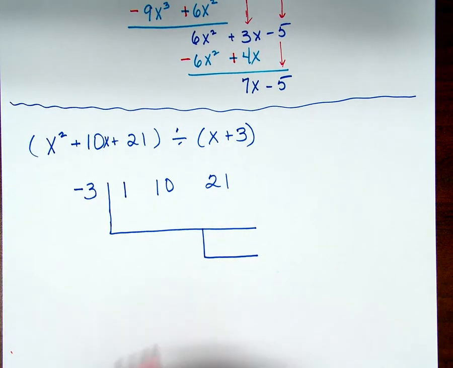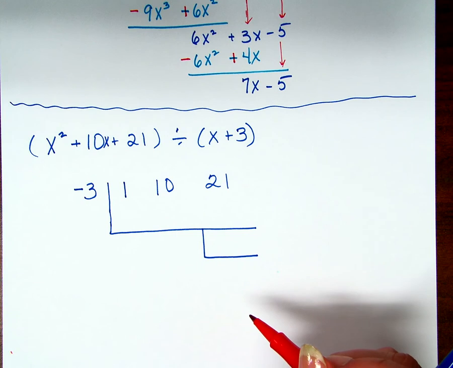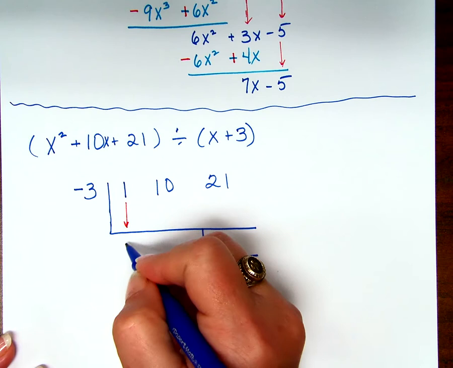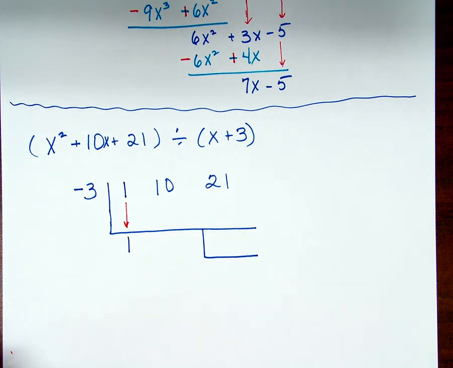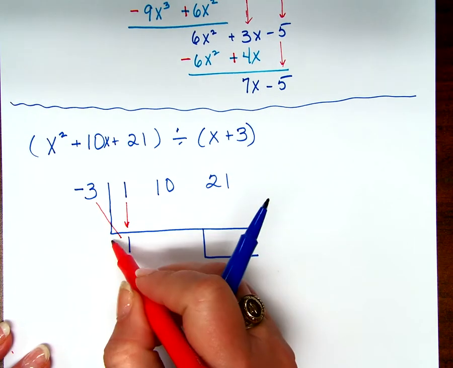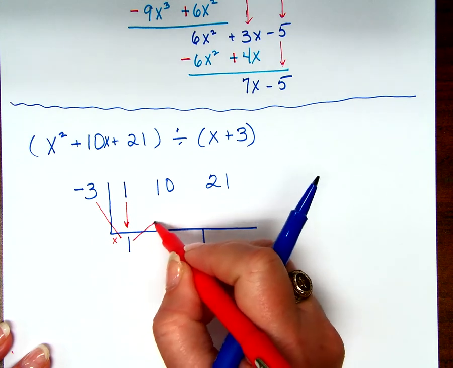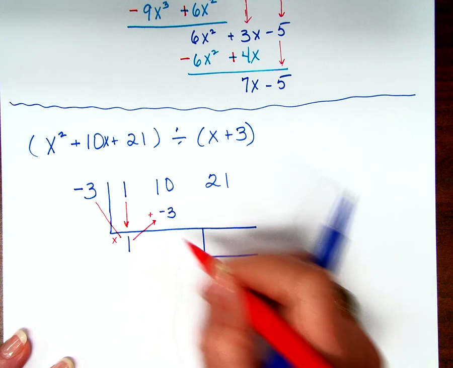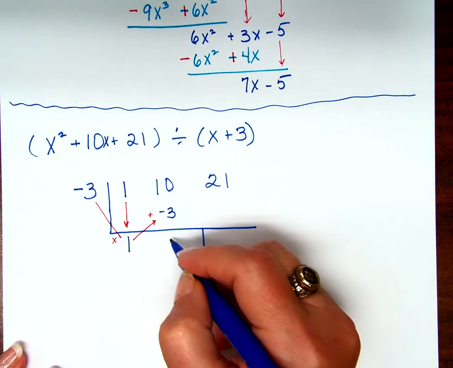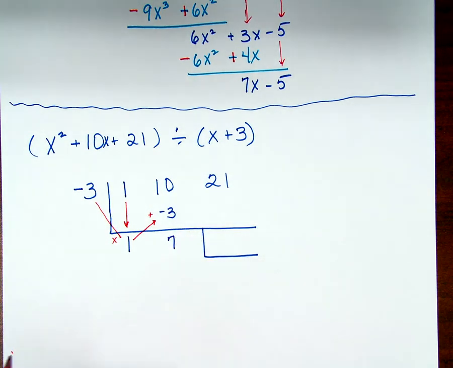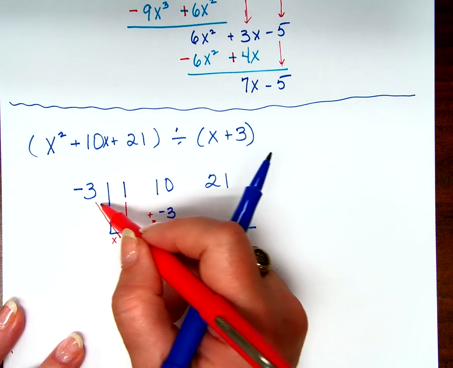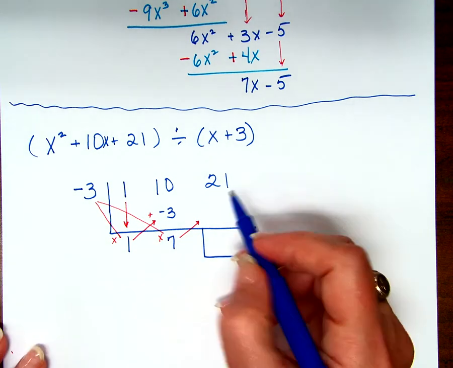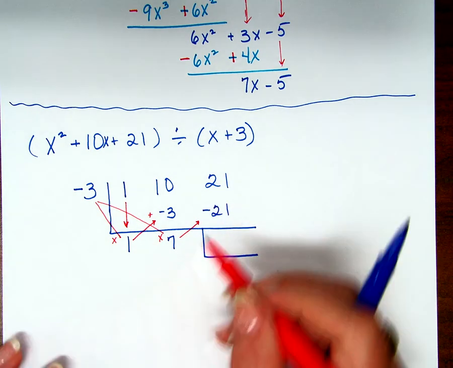So let's remember the steps together and then I'll give you one to do by yourself. How's that? Okay. First one, we just bring it straight down. No matter what it is, we bring it straight down. Okay. Then I multiply. I write that number right here. And then I add. So 10 and negative 3, 7. Then I start all over. Multiply. Write that number right here. And then add.